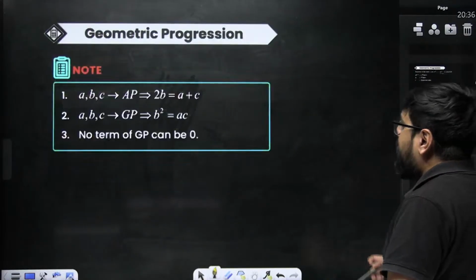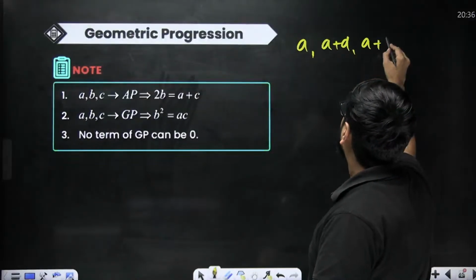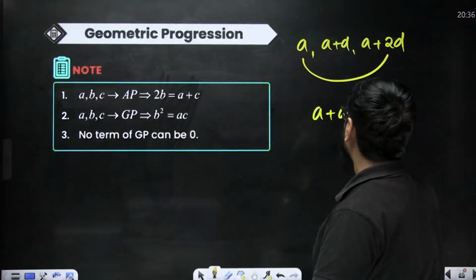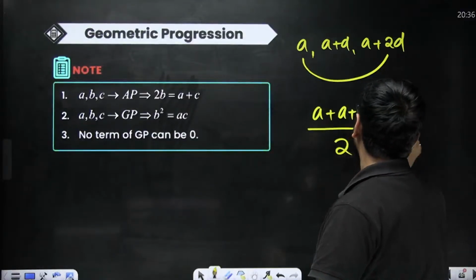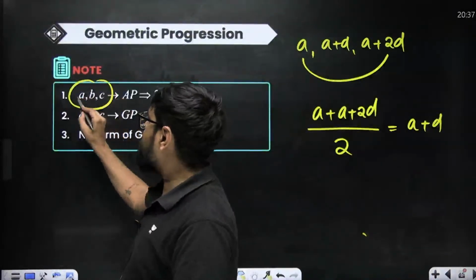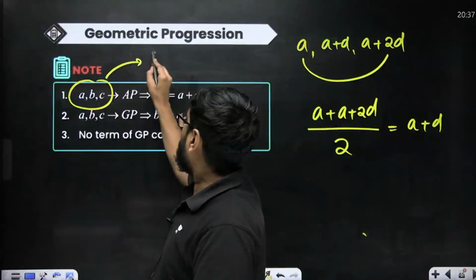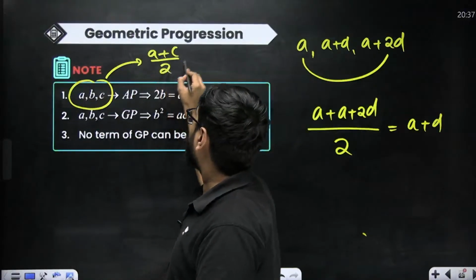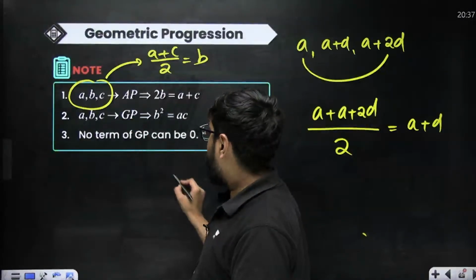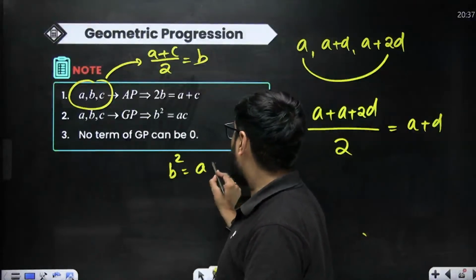Now in AP, suppose there are three terms A, A plus D, A plus 2D. The sum of the first and third terms divided by 2 is always the middle term. If there are three terms A, B, C in AP, then A plus C divided by 2 will be equal to B. This is called the arithmetic mean. In GP, if there are three terms, then what will happen? The square of the middle one will be equal to the product of the other two.